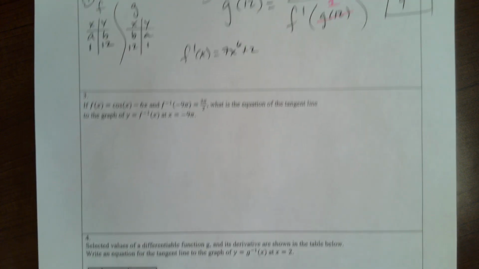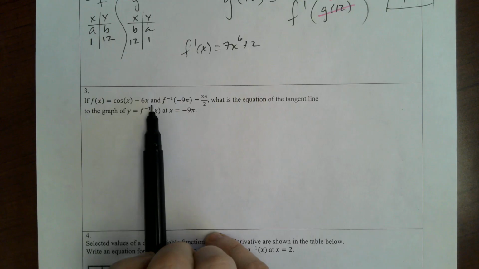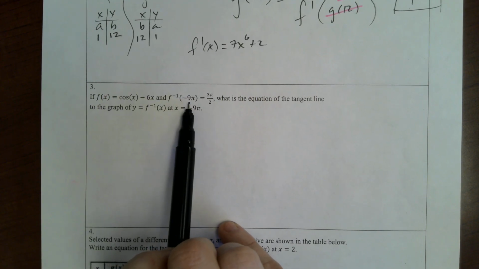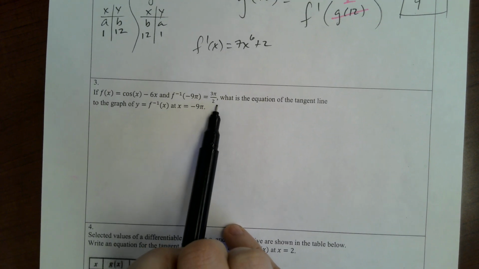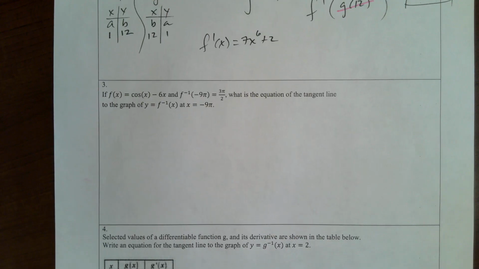Okay, guys, so picking up here, if f of x is equal to cosine of x minus 6 and f inverse of negative 9 pi is equal to 3 pi over 2, what is the equation of the tangent line to the graph of y equals f inverse of x at x equals negative 9 pi?